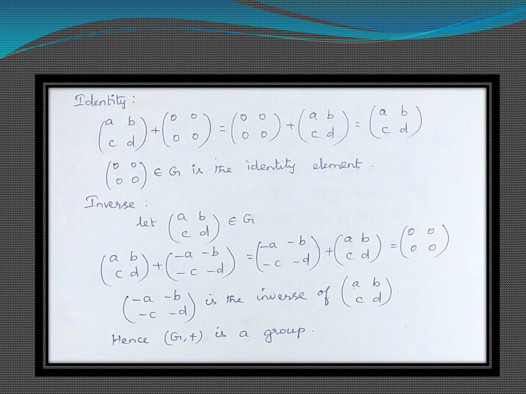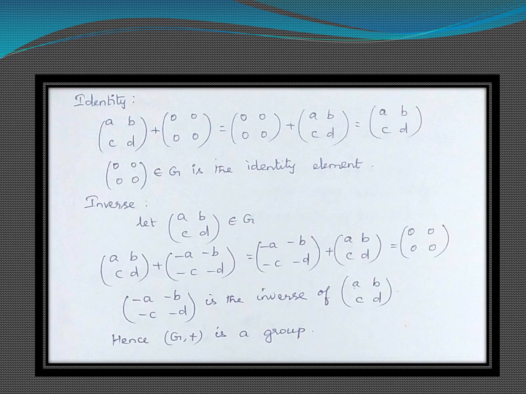Next property, identity. Now we are going to find the matrix whose addition with the given matrix gives you the given matrix as the result. For this, I am taking the matrix 0, 0, 0, 0. That is the 0 matrix. If we add the matrix A, B, C, D with the matrix 0, 0, 0, 0, then we get the answer, the matrix A, B, C, D. Therefore, the matrix 0, 0, 0, 0 is the identity element in G, that is our set of matrices.